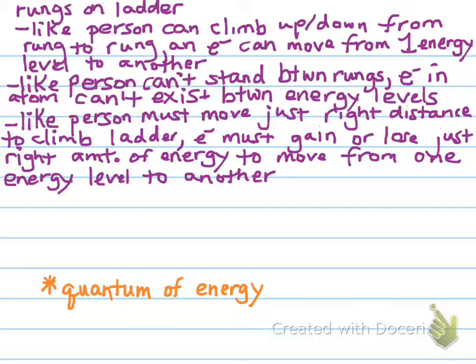And just like to climb a ladder, you have to be able to step that certain height to move from rung to rung, right? That's why elderly people sometimes struggle to climb a ladder, because they can't get their leg up to make that step, right? Okay, so he says just like to climb a ladder, you have to move your leg a certain distance to keep climbing. An electron has to gain a specific amount of energy to move from one energy level to another. This amount of energy is called a quantum of energy.